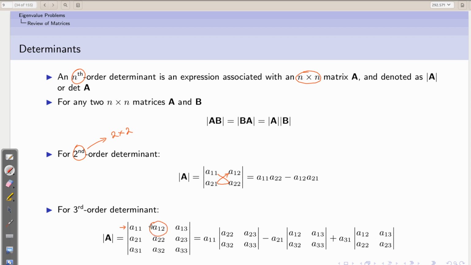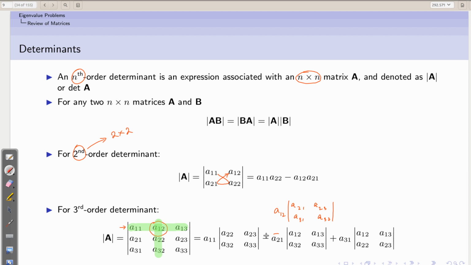Next you take A12. So when you take A12, that means we have to delete the first row and the second column. So what is left behind is this one. I had opened up with respect to the first column, but we might as well do it like this. So instead of this, we do it as A12, and what is left behind is this matrix: A21, A23, and A31, A33. This is what is left.